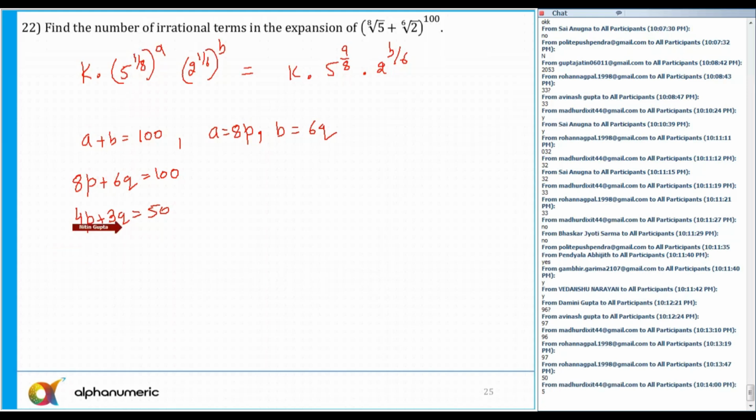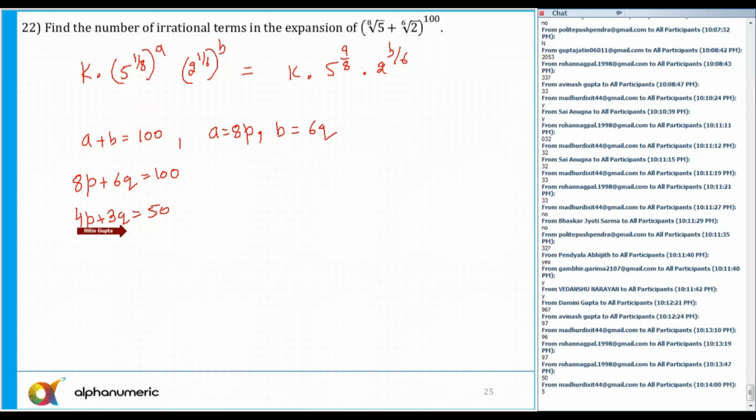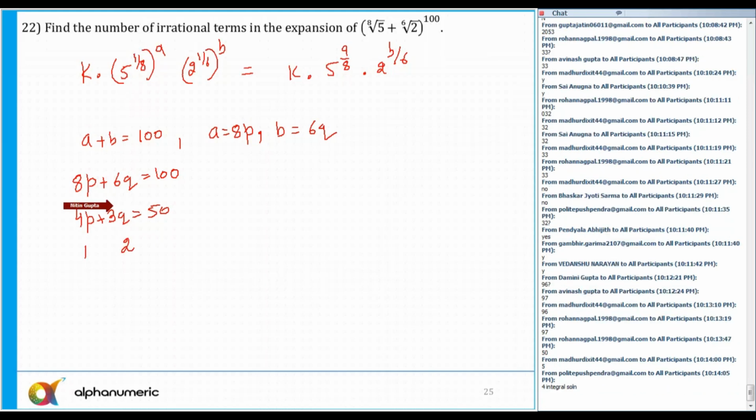If I take q equal to 0, not possible. q equal to 1, not possible. q equal to 2 is possible. When q is equal to 2, p comes out to be 11.